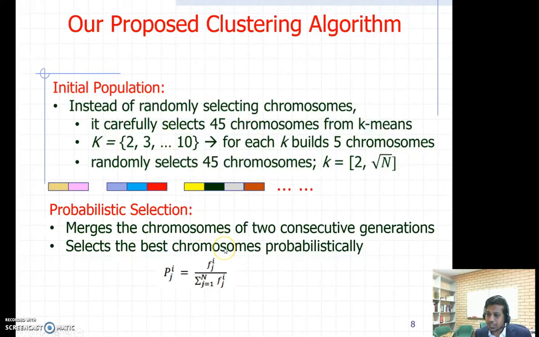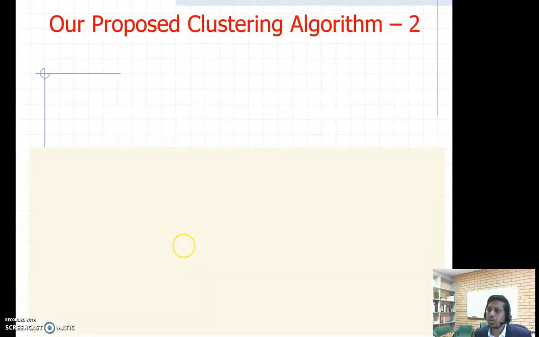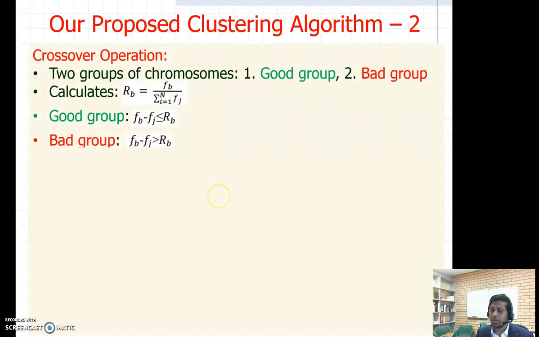We also use a probabilistic selection operation where, among two generations, we probabilistically pick the best, good quality chromosomes for the next generation. And we also use a new crossover operation where we divide the chromosomes into two groups, good chromosomes and bad chromosomes, and that is consistent with the approach that traditional genetic algorithms use. For example, the roulette wheel approach for crossover also encourages finding good chromosomes so that good chromosomes can cross over together. So we actually go one step further in that direction. We find a set of good chromosomes and bad chromosomes.